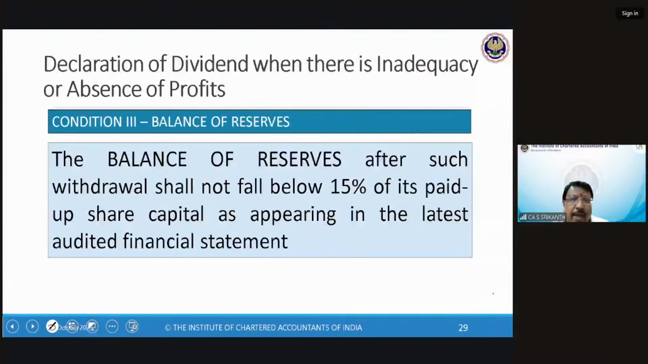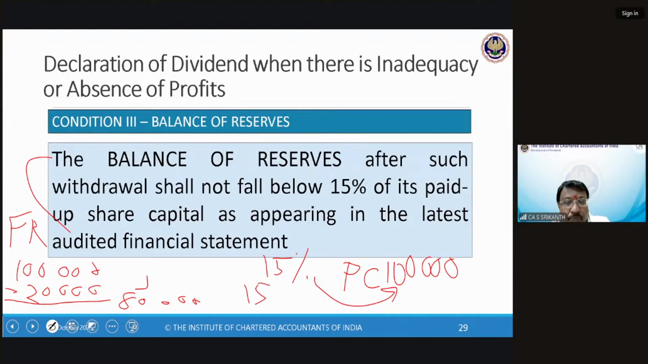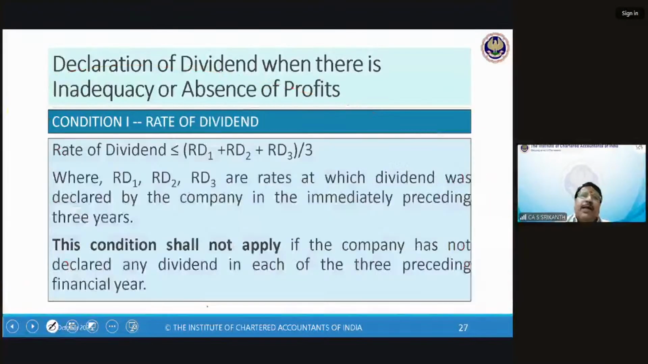The free reserve is 1 lakh. I am going to draw 20,000 because that is the amount I can draw now. So minus, I get 80,000 rupees as the balance. Now they say the balance of reserves after such withdrawal shall not fall below 15% of PC. PC is 1 lakh. So 15% of this is 15,000. So 80,000 is more than 15,000. So the balance of reserve is more than 15% of PC. Therefore, all three conditions are satisfied.